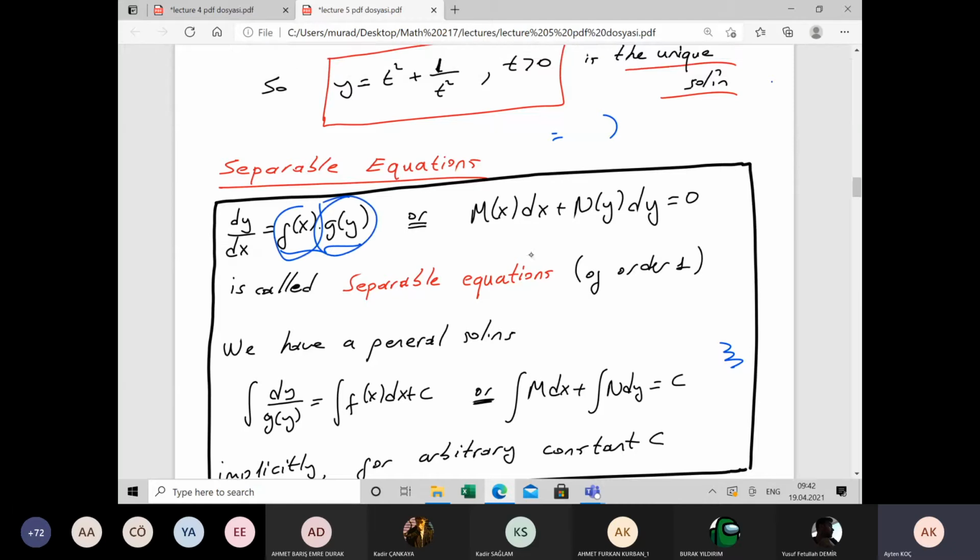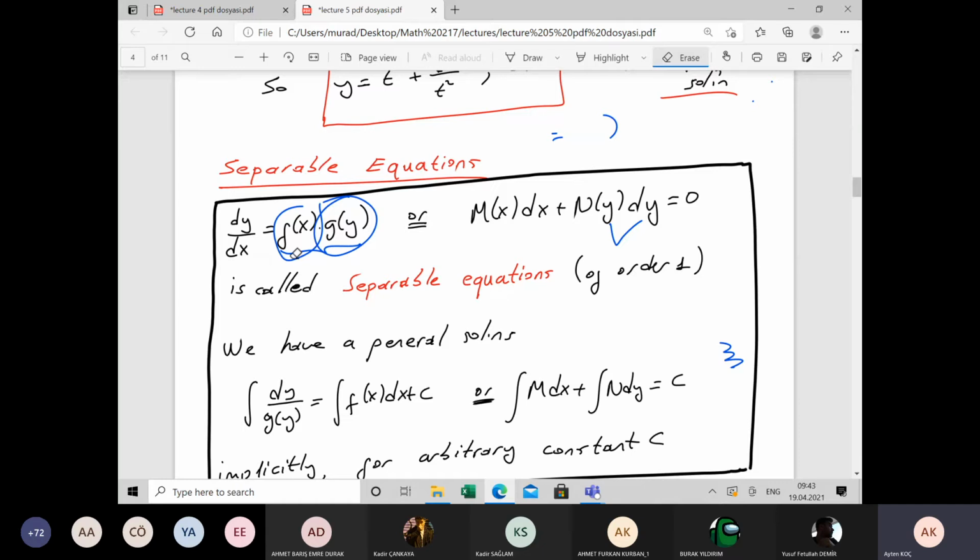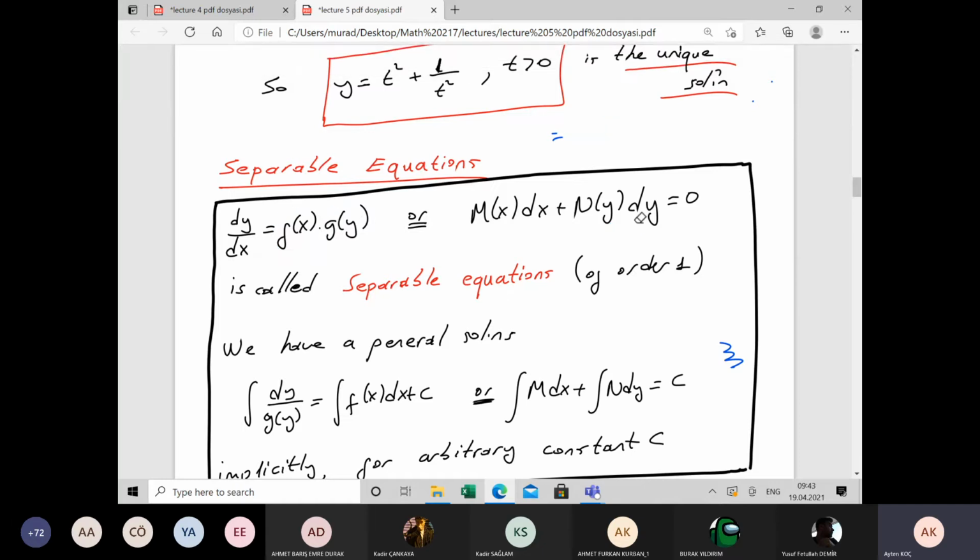Or maybe we can use this form: M(x) dx plus N(y) dy is equal to 0. And be careful here, the coefficient of dy is a function of y, and the coefficient of dx is a function of x. It's the same type. If our equation is in this form, it is a first order differential equation, and if our equation is in this form or this form, it is called a separable equation, of order 1.